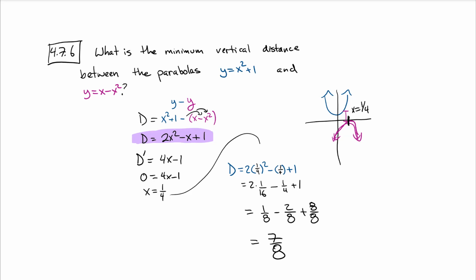So there it is. We got it. There's our minimum distance. There are no units to plug in because we're just talking about an XY graph.